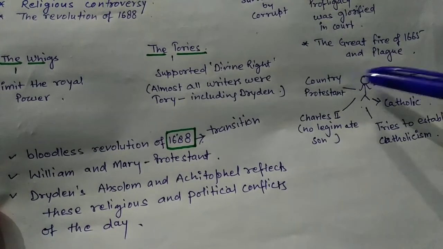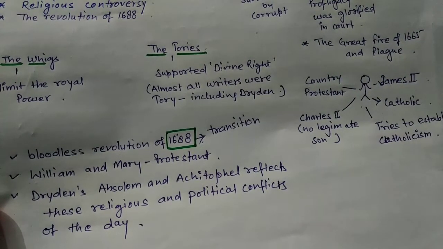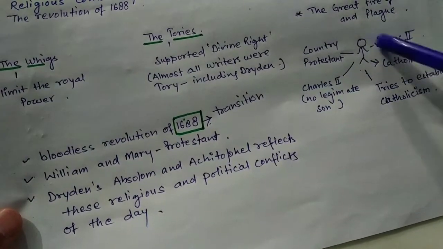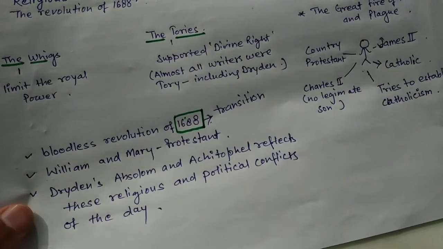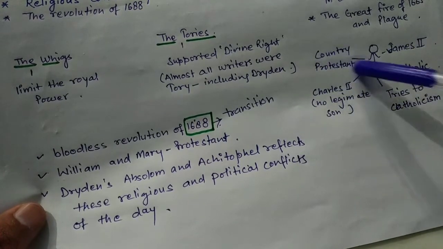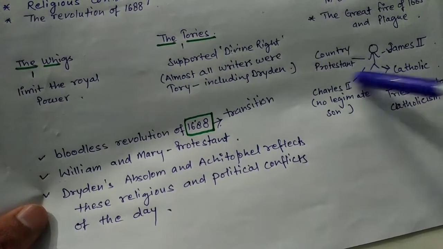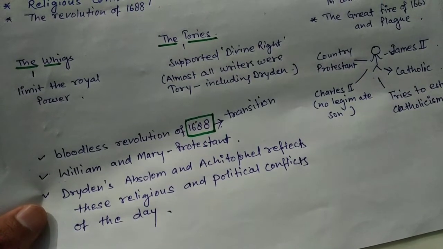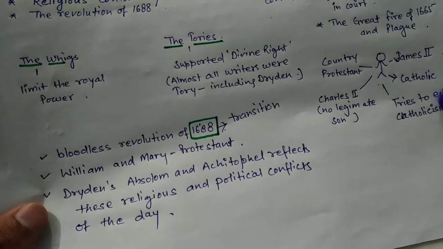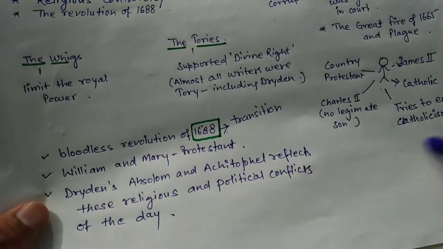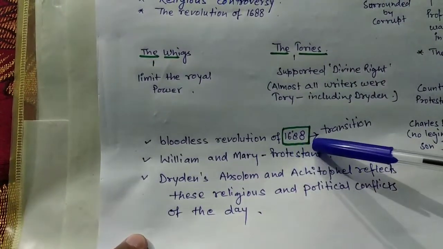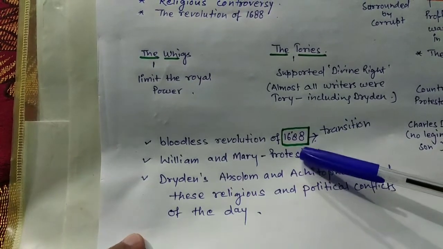After Charles II ne kya kiya ki James II ko king bana ke and he passed away. So Charles II ke baad James II banta hai the king of Britain. Now he is Catholic. Country is Protestant. So there is, they are now fighting for their own rights. And he tries to establish Catholicism because the king himself is Catholic. So he tries to bring Catholicism. So that's why there was a bloodless revolution. So remember this thing of 1688.